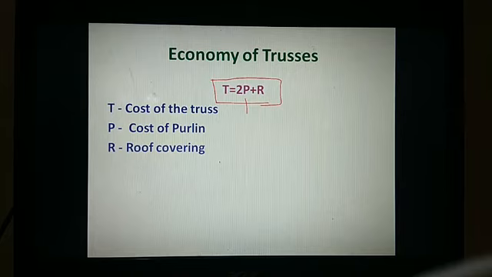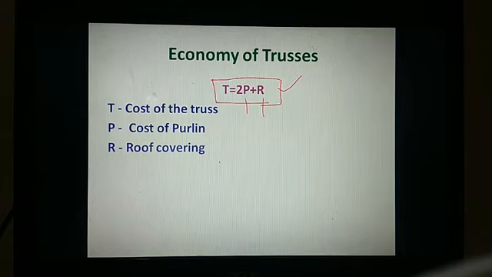Not only that, in addition, what roof coverings are available? You have GI sheets, galvanized iron sheets, AC sheets, asbestos sheets. Based on the type of roof covering added to twice the cost of purlin, that will give the economy of the trusses. So this is how to decide the economy of the truss. Very, very important. Please try to remember.